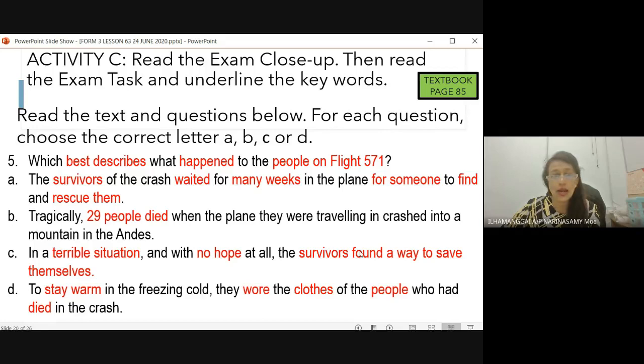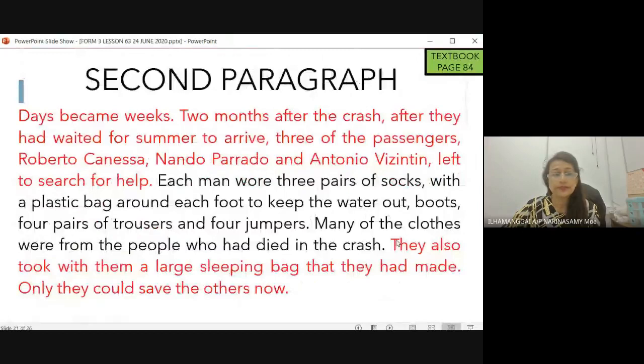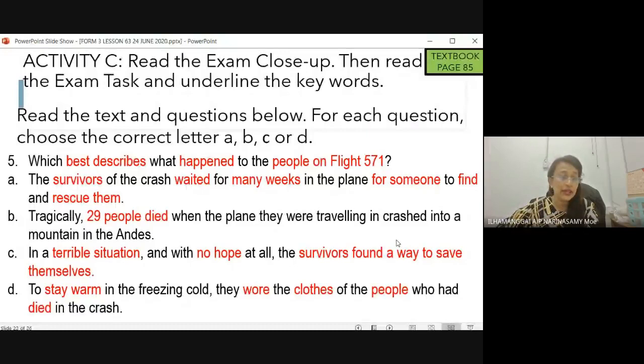Wait. I chose the second paragraph. I don't know why I chose the second paragraph. Something is wrong with me. Okay, right? It's not the second paragraph. Like you say, it is the last paragraph that says what has happened to them.